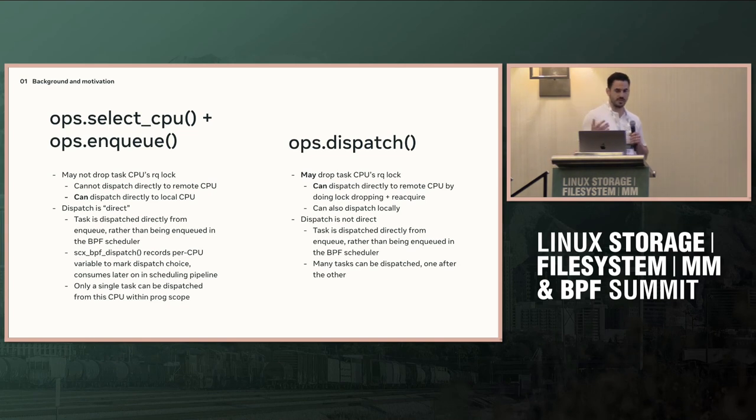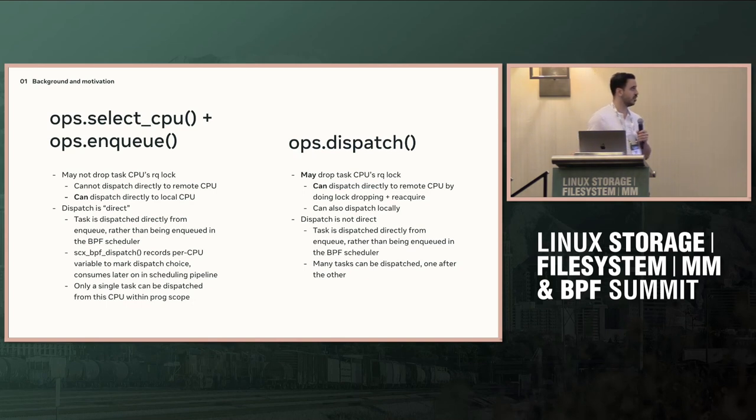If you dispatch from this path, it's called a direct dispatch. You're basically saying, okay, the scheduler is being told this task is now waking up. The scheduler is learning that this task exists. And instead of enqueuing the task in the scheduler directly, for example, putting it into an RB tree or something like that, you're saying, just throw it directly onto a dispatch queue and the main kernel will manage it for me. On the other hand, on the ops.dispatch path, you can drop the RQ lock.